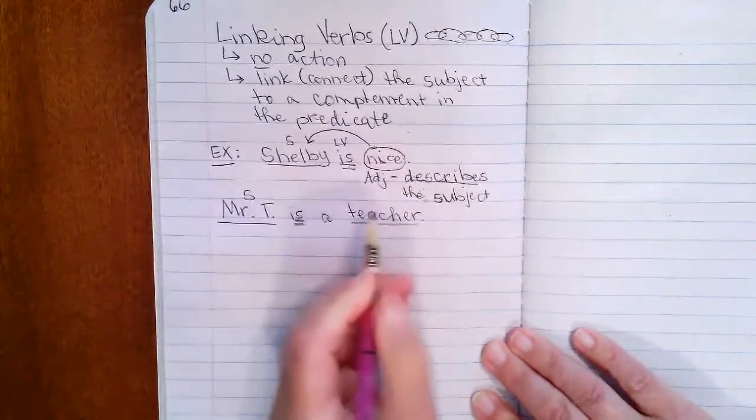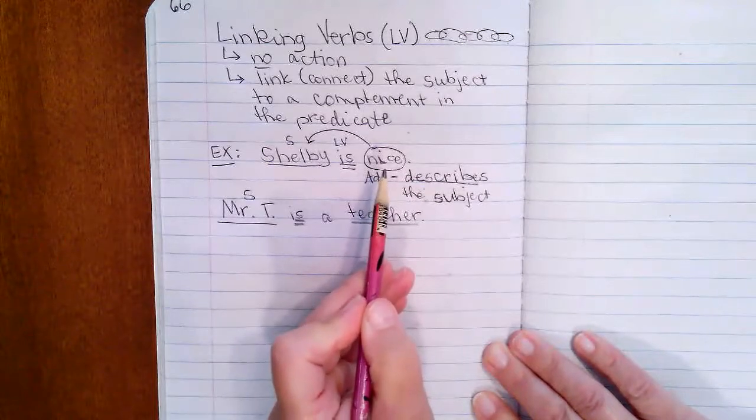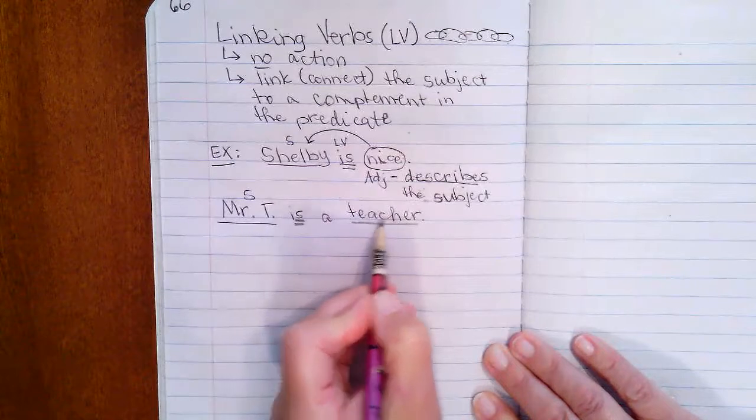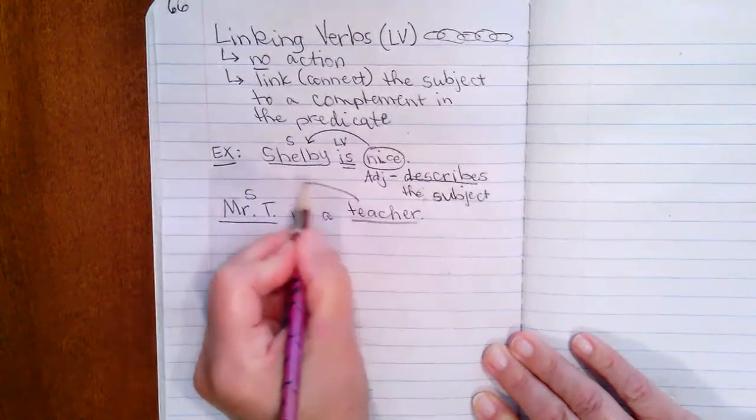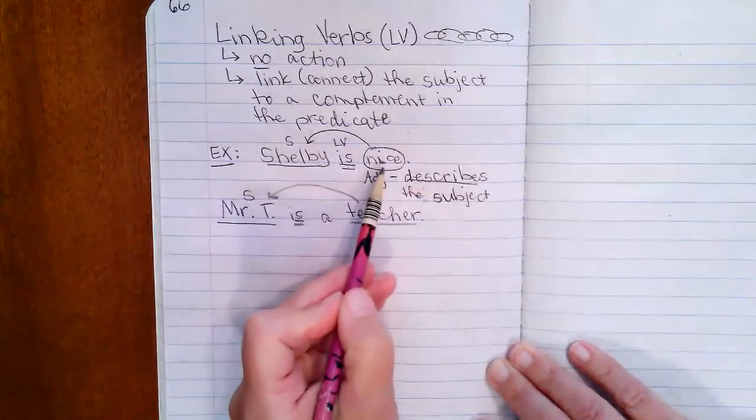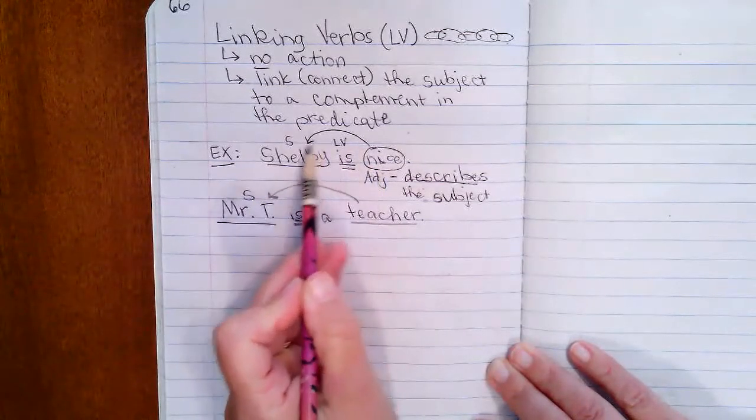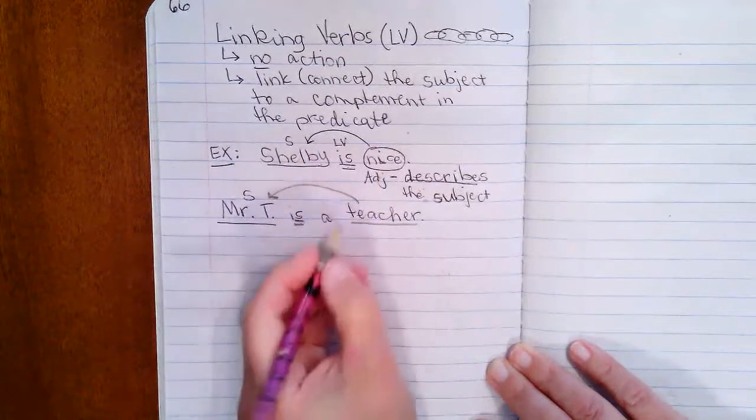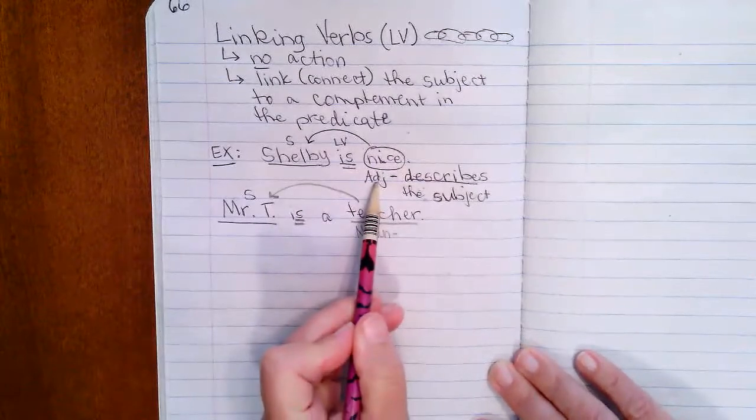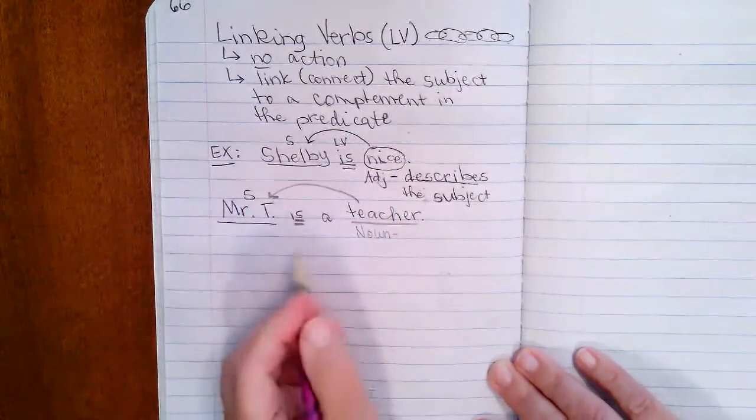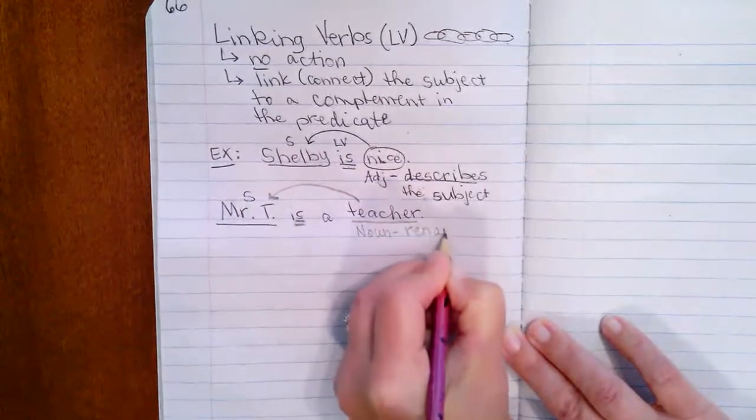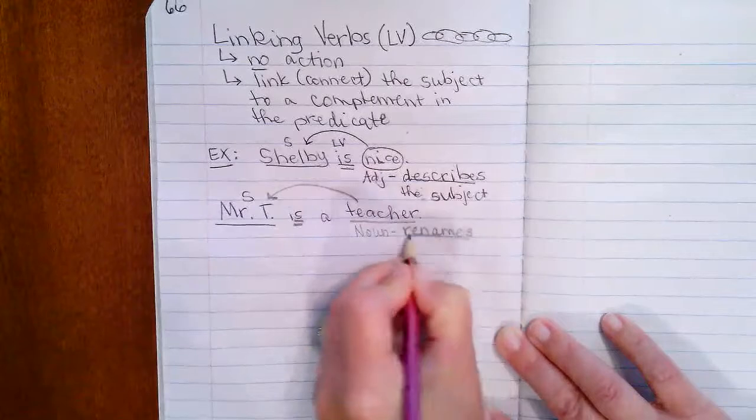Well, at the end of this sentence, we had an adjective that went back and described the subject. Look at teacher. This time we have a noun, and teacher is telling us more about Mr. Traxler. So this time, instead of having an adjective that connected the subject to something in the predicate, we've got a noun. Okay, well, let's think about how this is going to work. The adjective described the subject. Well, let's look at what the noun is doing here. The noun renames the subject.